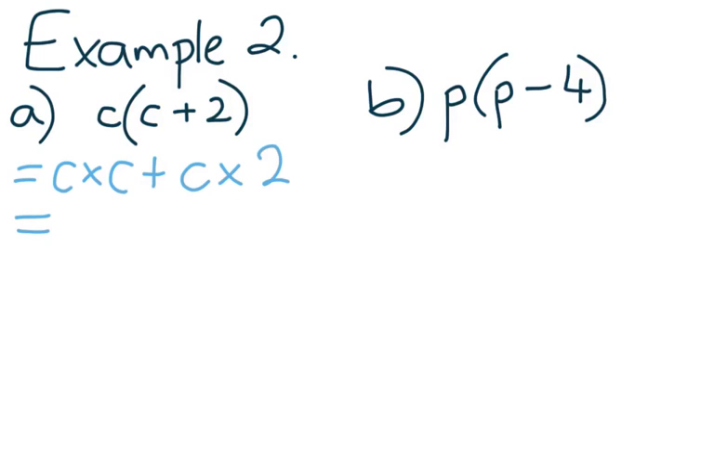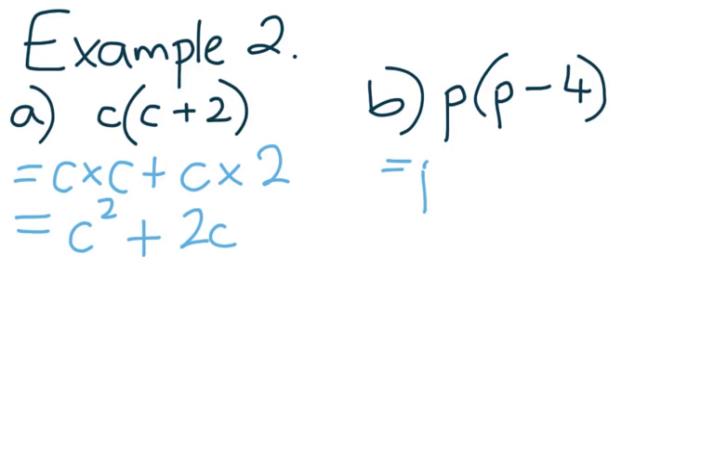Now, remember, when you multiply something by itself, that's the same as saying squared. So 3 times 3 is the same as saying 3 squared. So c times c is the same as saying c squared. Then we have add c times 2. Some people want to write it like this, but we don't tend to write the letter first. We actually write it as 2c, because remember, c times 2 and 2 times c means the same thing. 3 times 5 is the same as 5 times 3. And then that's our final answer for that one.